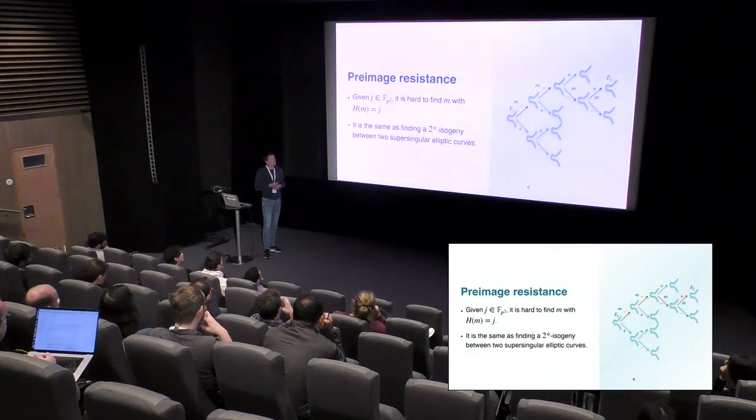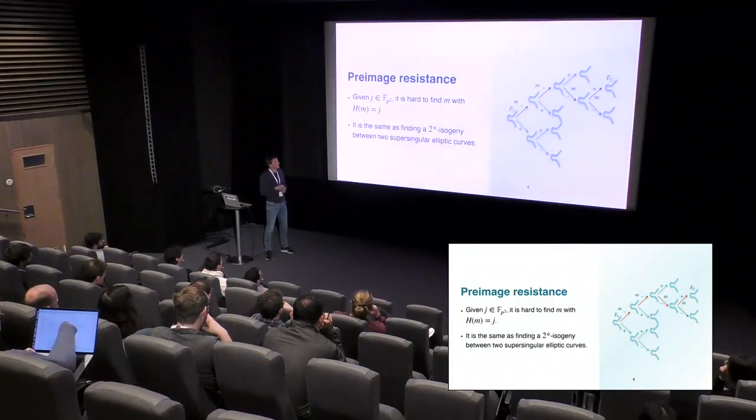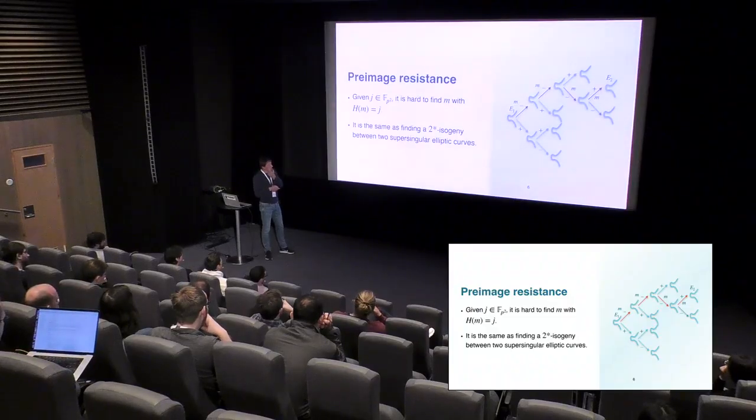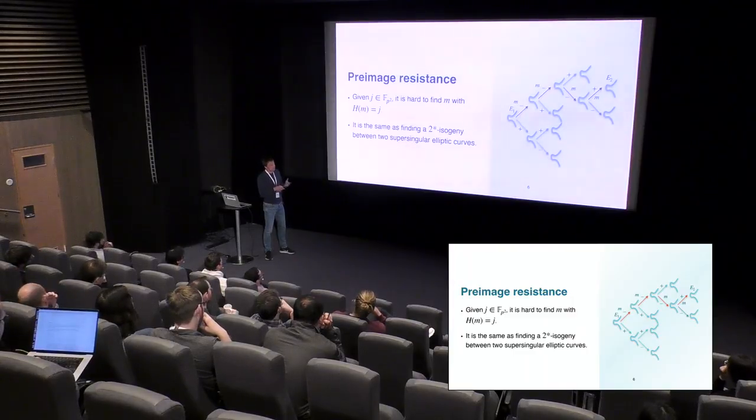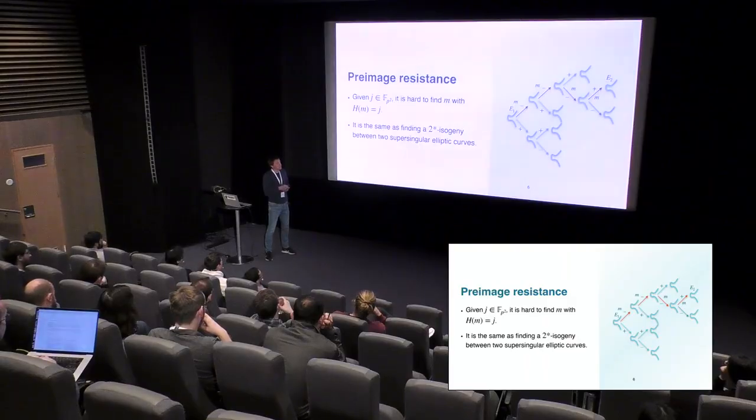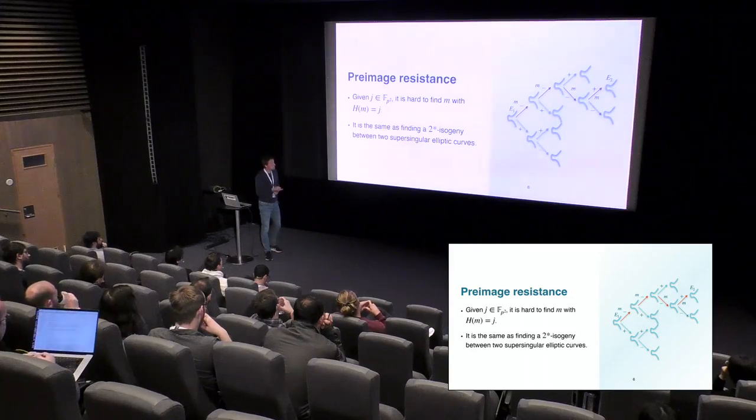So why is this hash function secure? As far as pre-image resistance is concerned, given some elliptic curve or its j-invariant, you should not be able to find any path to this curve. And this is hard because if you are able to find a path, that means you were able to find an isogeny between E1 and E2, and that's assumed to be a hard problem.